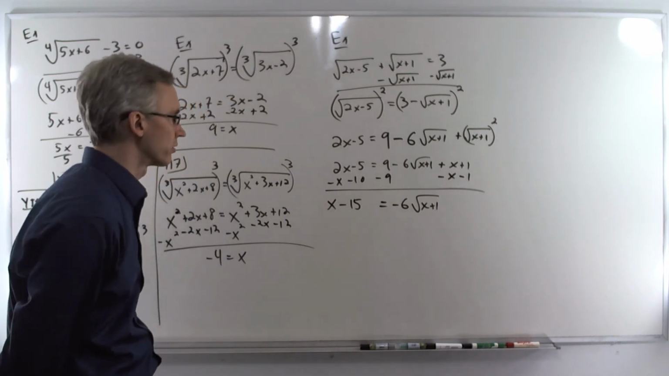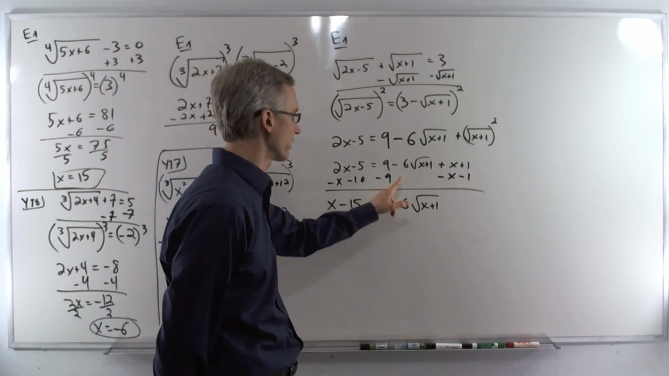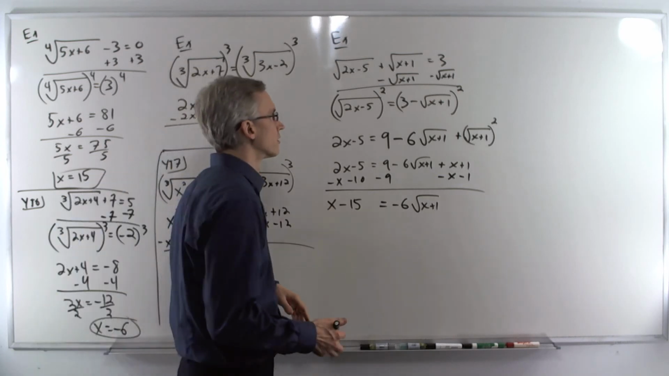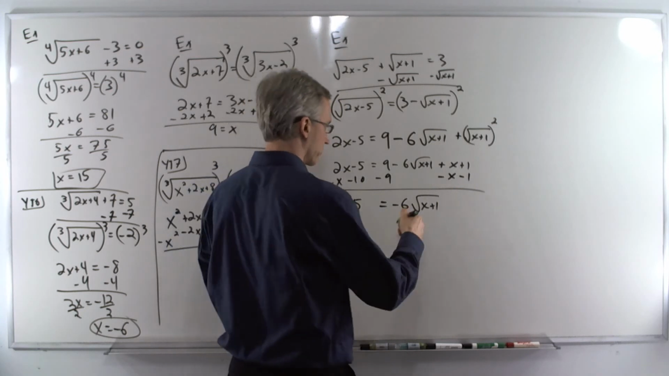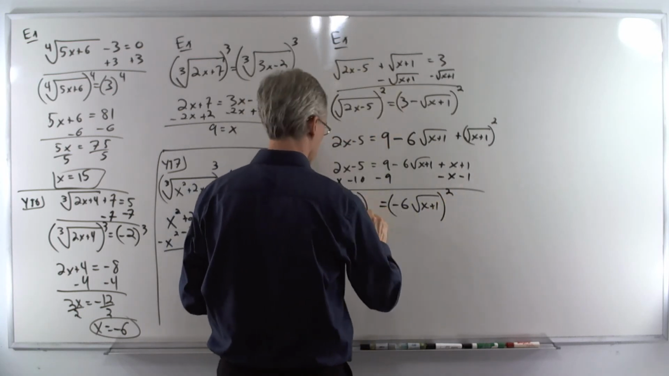Now we're down to a radical on this side, and yeah, it has a coefficient, so it's not completely by itself, but when we square it, that's no big deal. What we want to avoid is something added to it, so we have to FOIL. But something multiplied, that's fine. All right, let's square both sides.